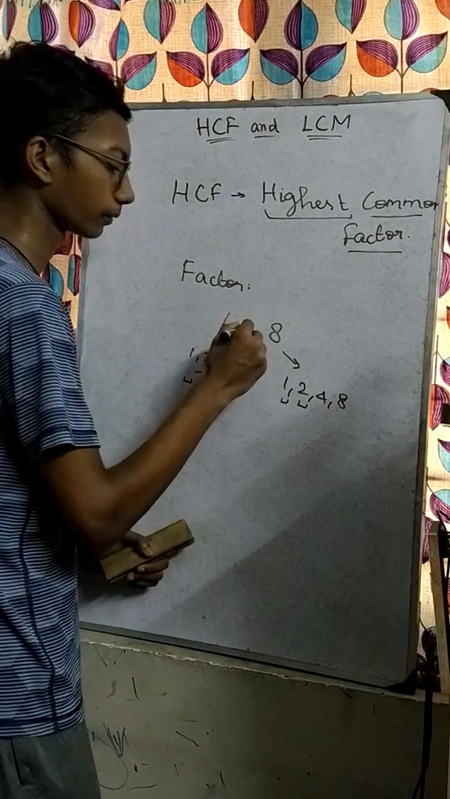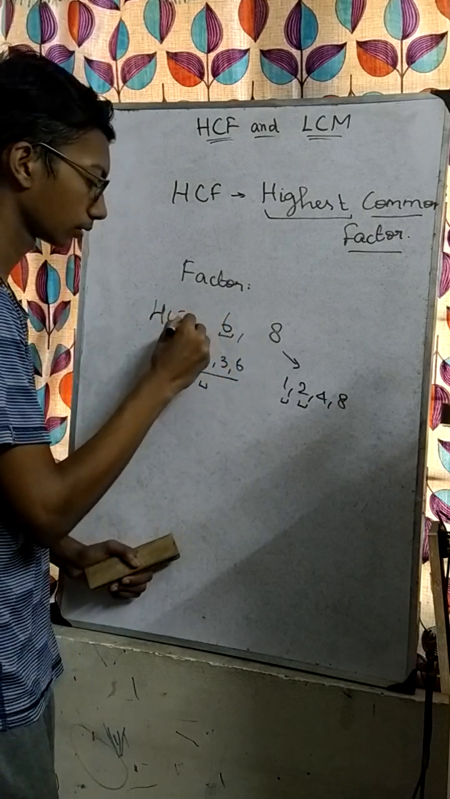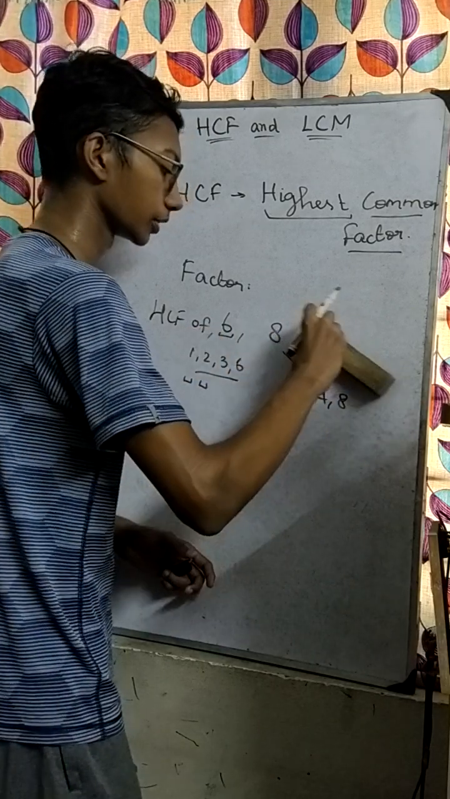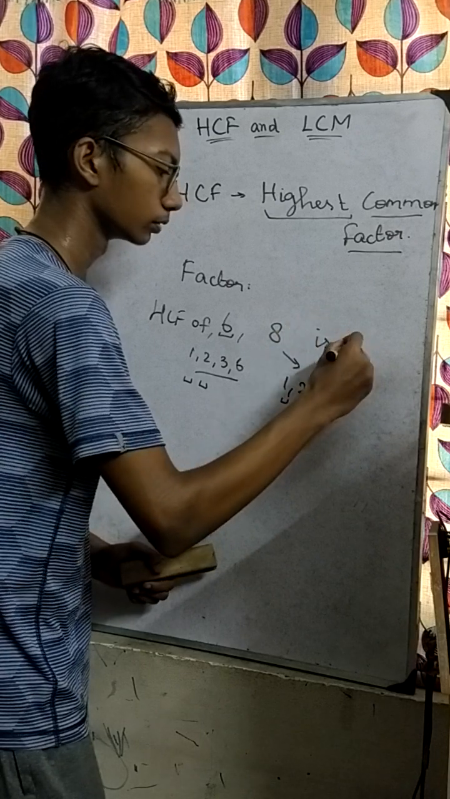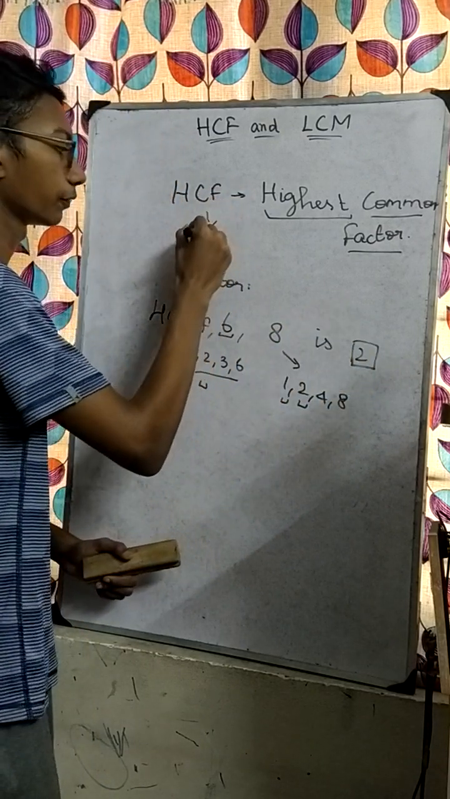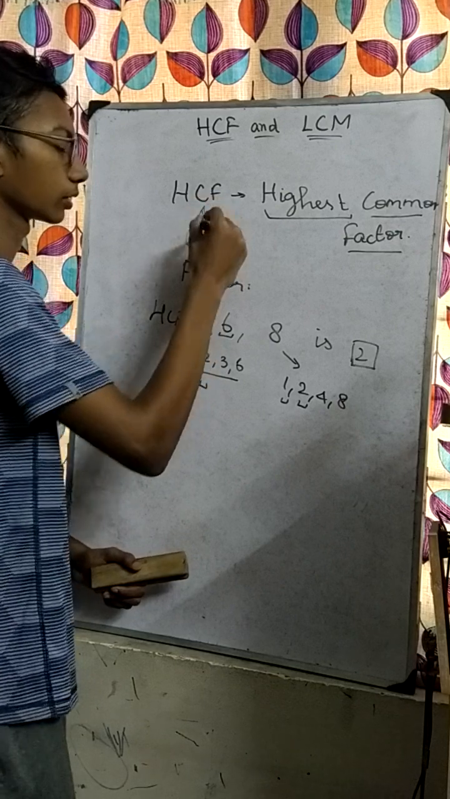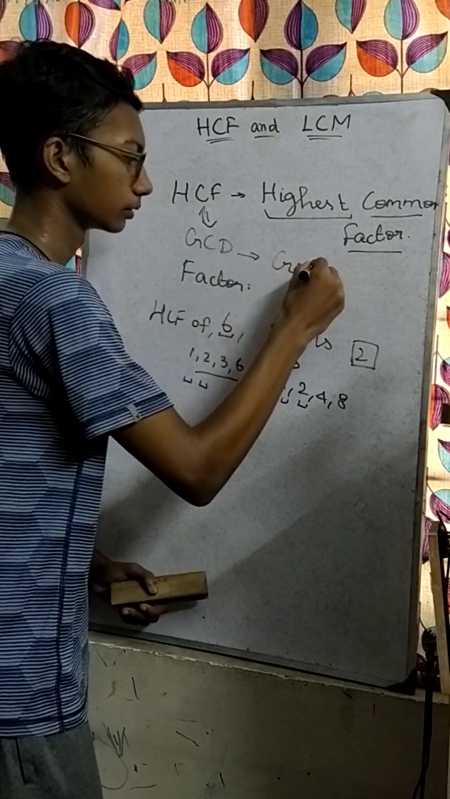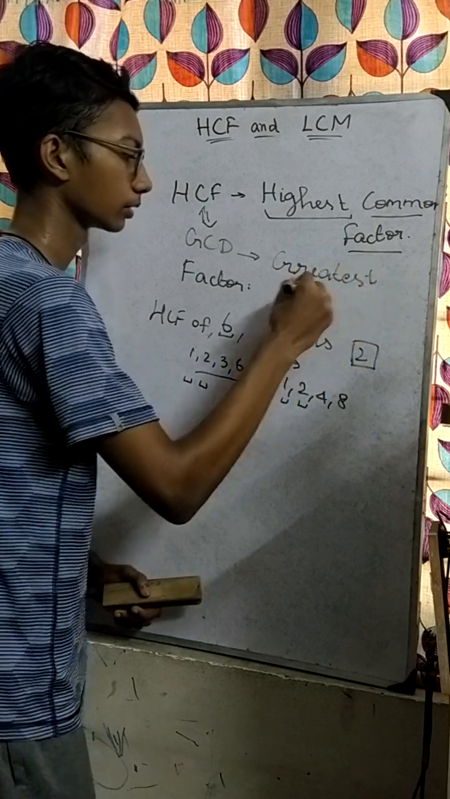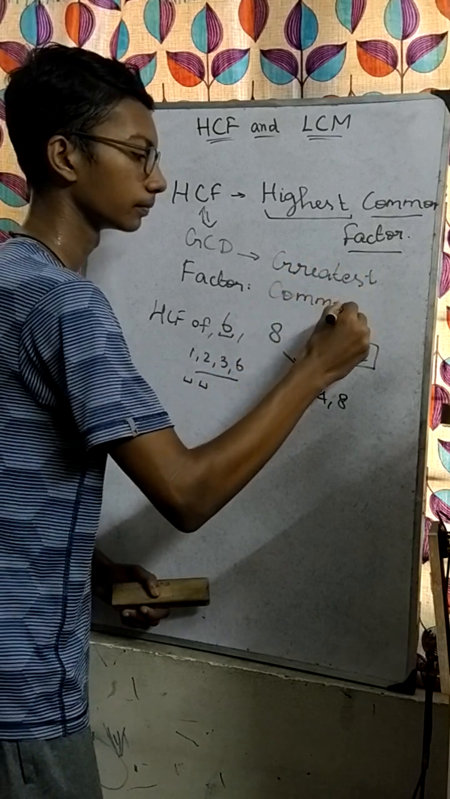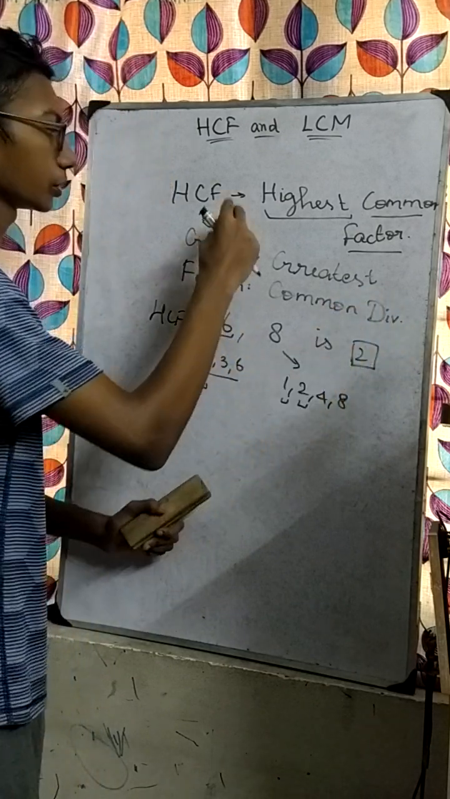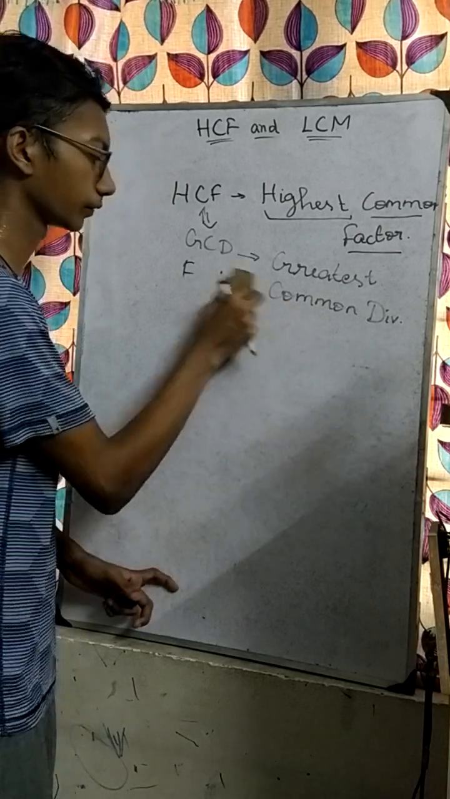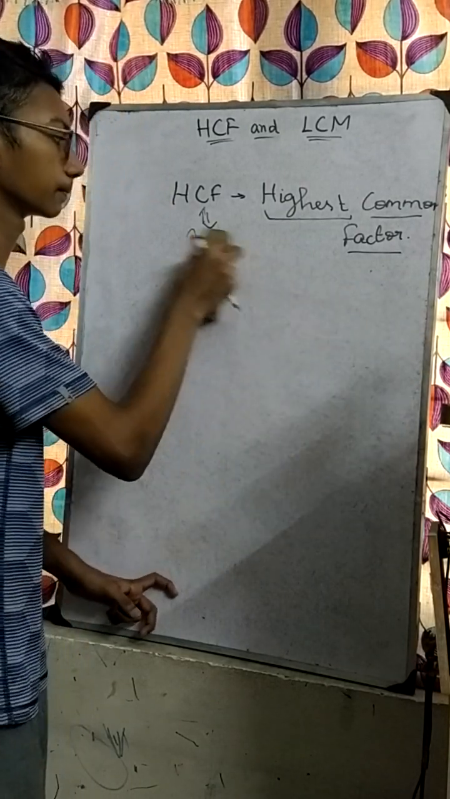So the HCF of 6 and 8 is 2. Another name for HCF is GCD. Both of these mean the same. Here the GCD full form is greatest common divisor. So this is what HCF means. Now we will see the ways of finding the HCF of two numbers.